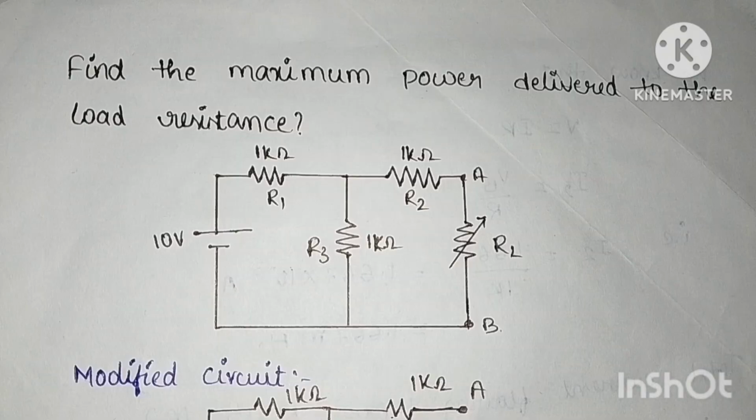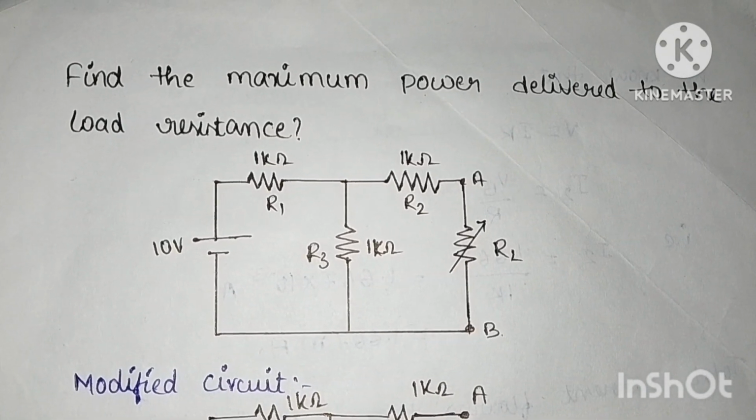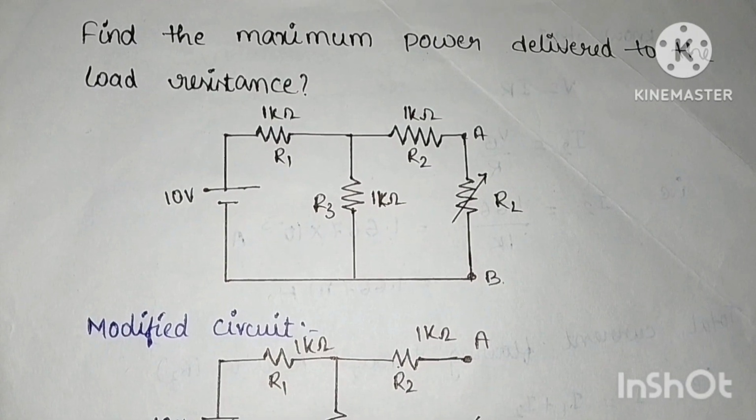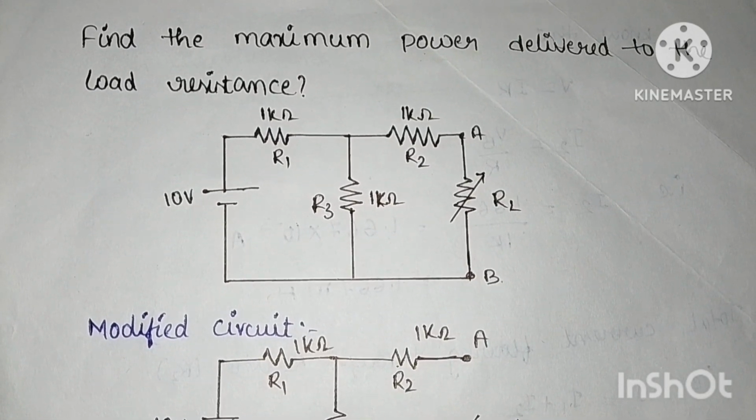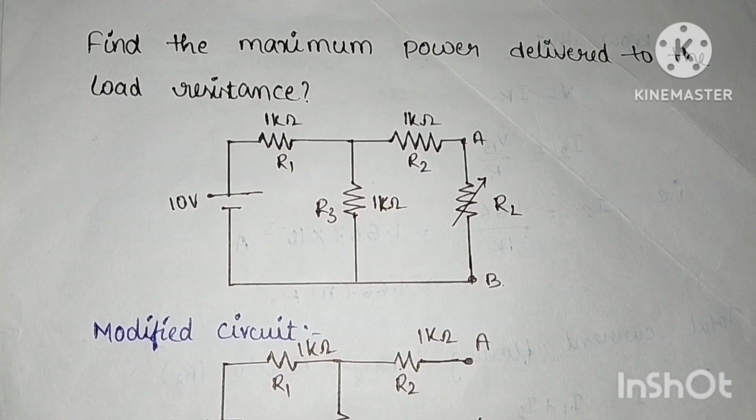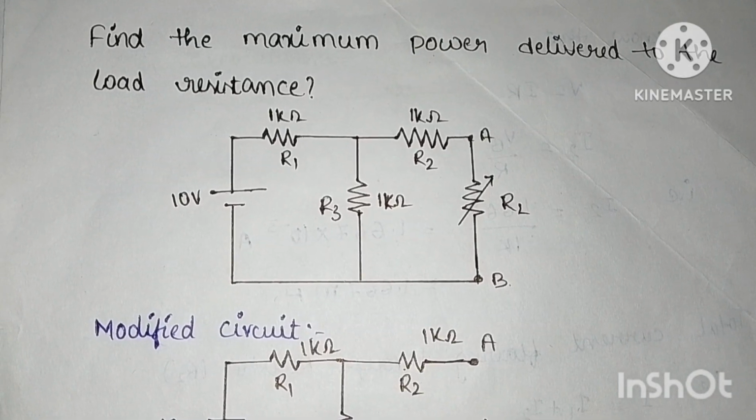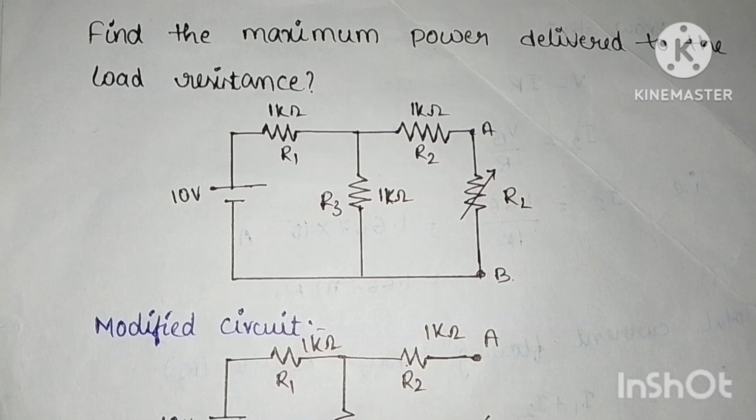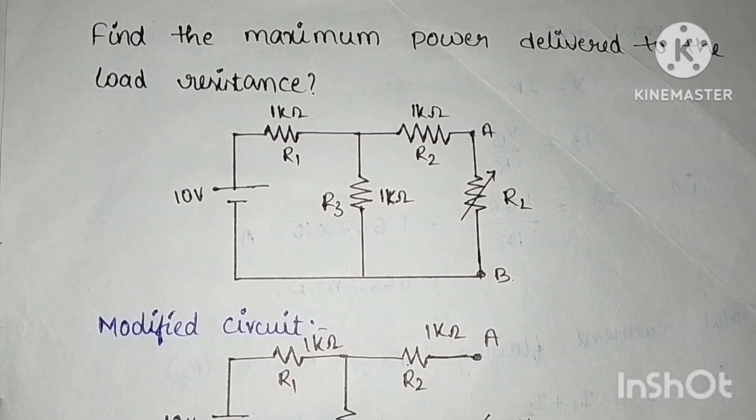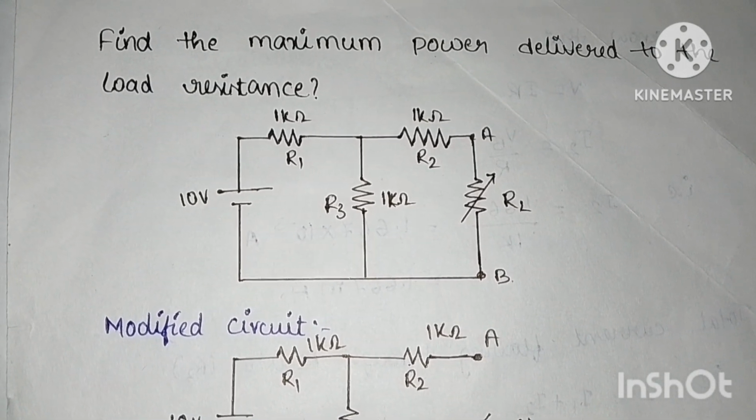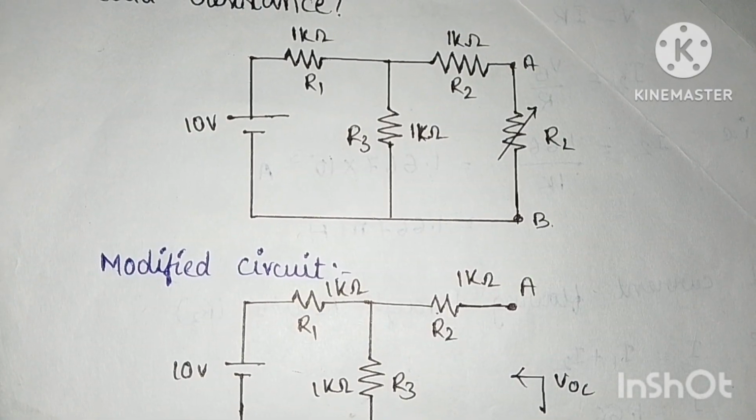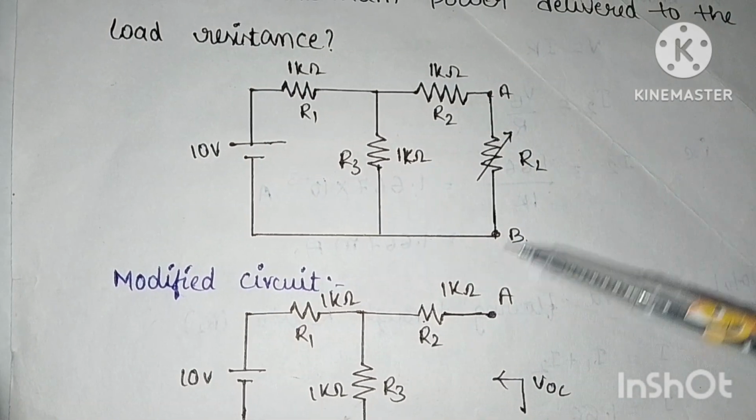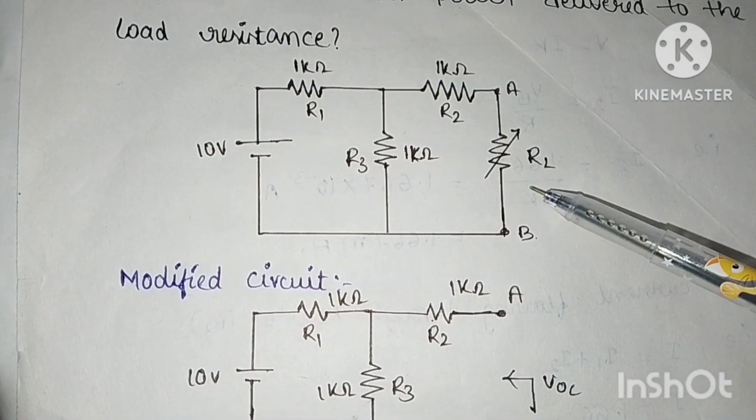For better understanding, we will solve a simple circuit. Find the maximum power delivered to the load resistance in the given circuit. For solving this network, we can use network theorems like Thevenin's theorem or Norton's theorem. First, we have to remove the desired branch AB in this network. In this case, we are using Thevenin's theorem. That's why we have to remove the desired branch, that is AB, the load resistor.